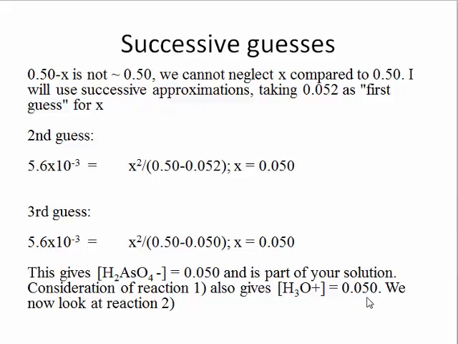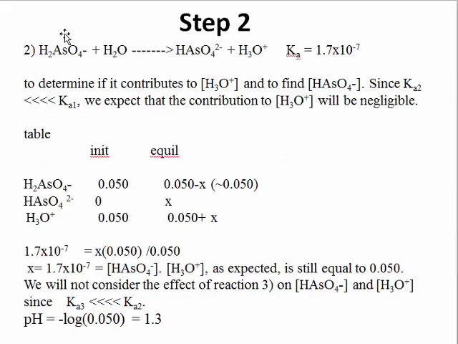Now that we have handled the first step, we move on to the second dissociation. The equation for that appears here. Here K is 1.7 times 10 to the negative 7. Ka2 is much smaller than Ka1. We expect the contribution of this step to the H plus concentration will be negligible.